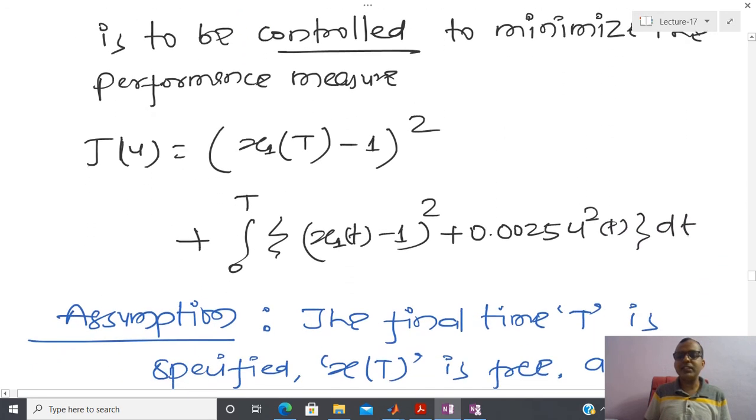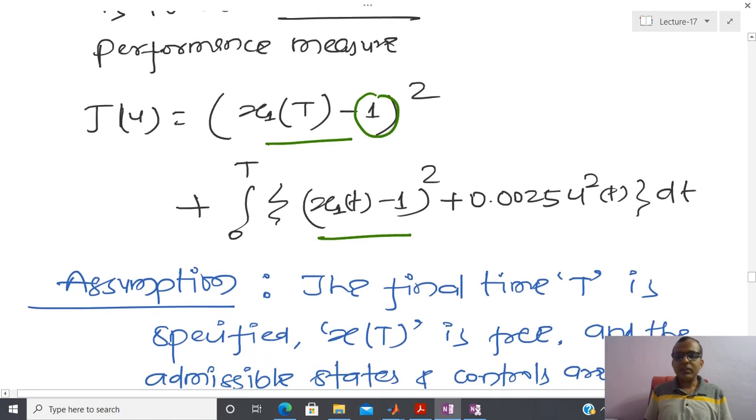Suppose I have to minimize this performance measure. So from the performance measure also you are able to guess what your tracking point is. You can see that the tracking point is nothing but, at time t that is specified to me, I have to maintain in the close vicinity of 1. So by seeing the performance measure, you are able to understand this. If this is not present, then you have to maintain in the close vicinity of 0.